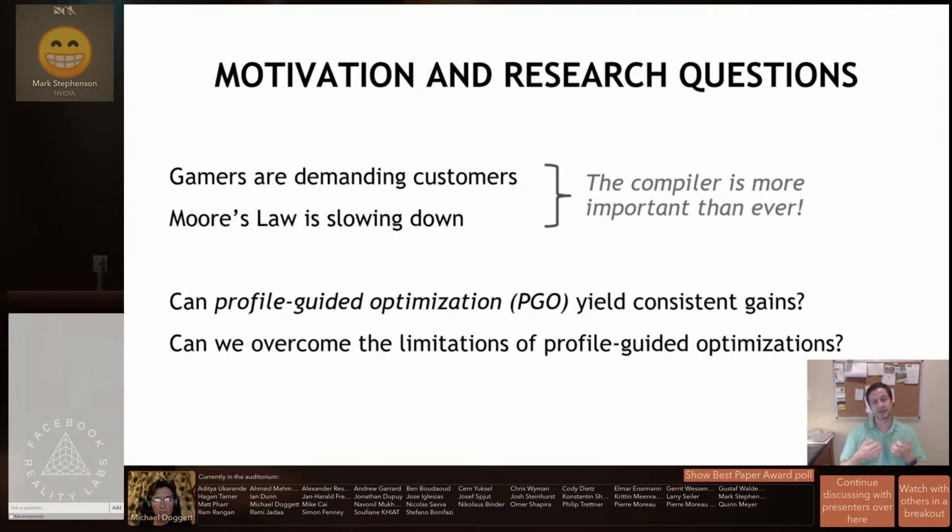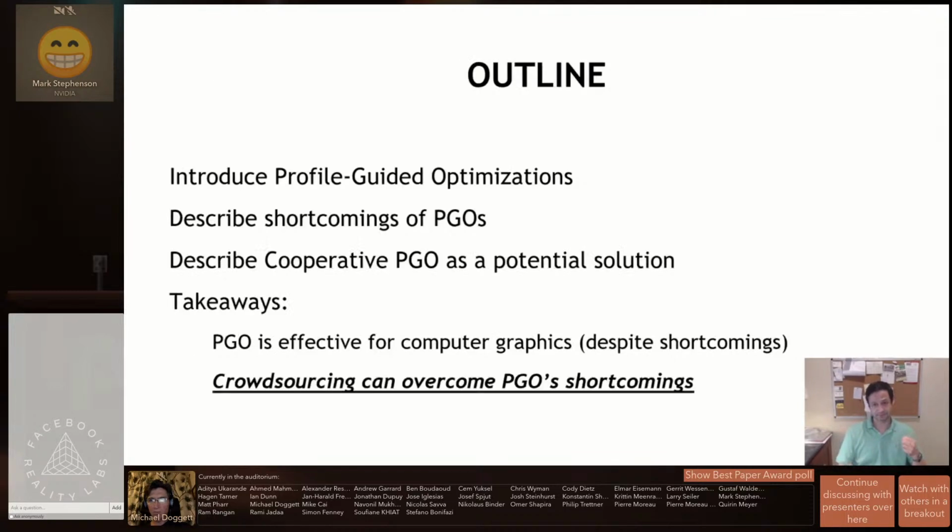One question we asked early on in this project is whether we could use profile-guided optimization, which is a staple from the code generation literature, to improve gaming compilation. So don't worry if you're not aware of PGO, I'll describe it in this talk. So in trying to apply PGO, we discovered a lot of shortcomings for applying it to games. The novelty in our approach is overcoming these shortcomings.